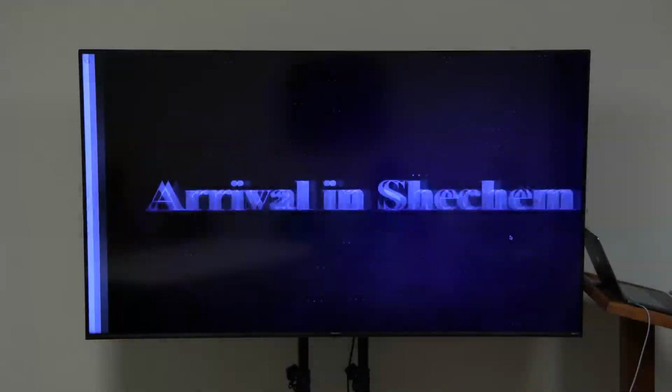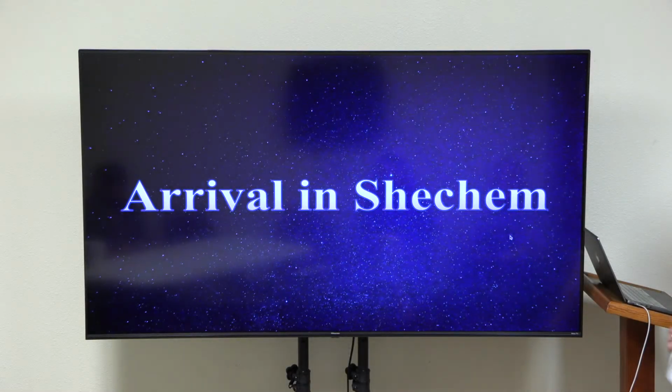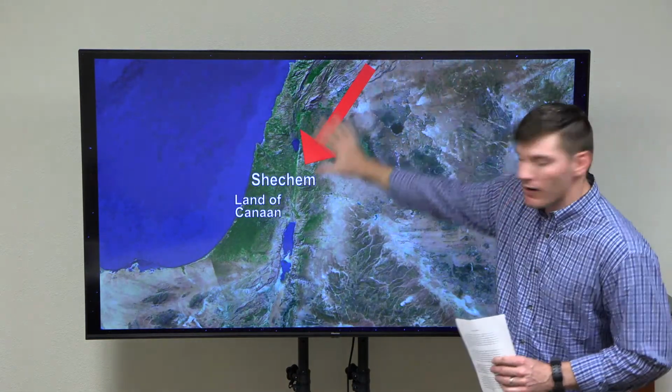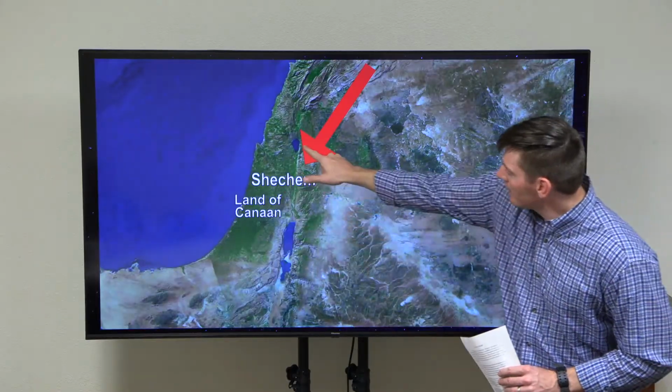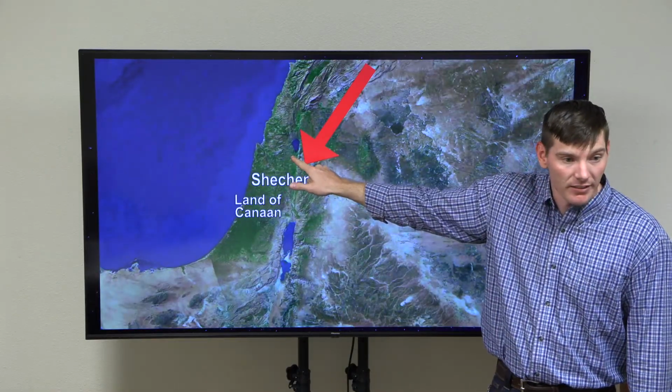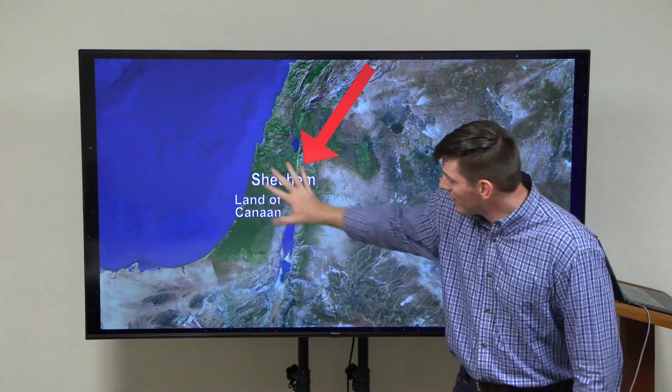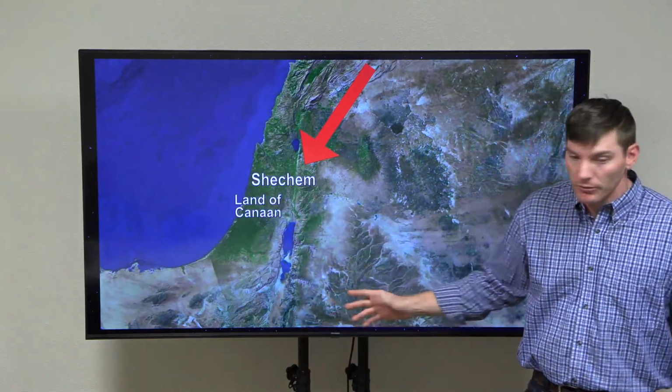So let's look at our map here. We're zooming in now on the land of Israel, okay? So he's coming down from Haran. You can see that little dot right there is the Sea of Galilee. Down here is the Dead Sea. And so this is the land of Canaan. One day will be called Israel.